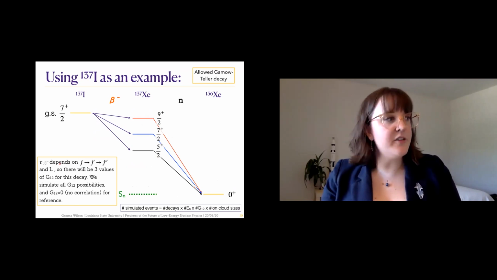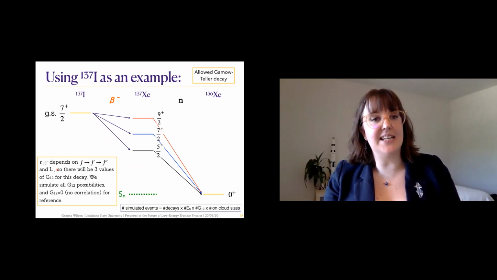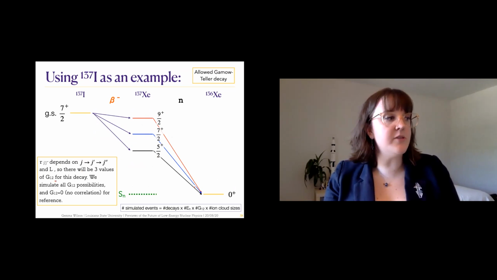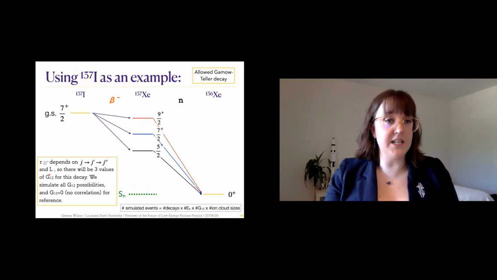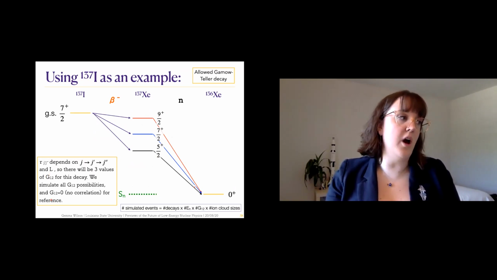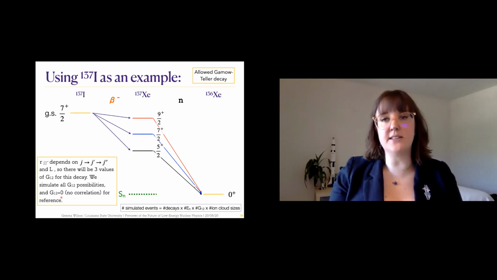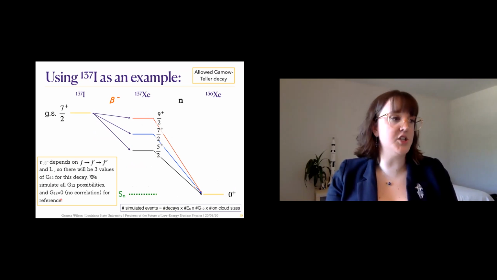So as this tau function depends on the spin sequences and L, in this case it's going to be 3 different values of G12. So that then means that we have to simulate all of these possibilities, and we also simulate G12 equals 0, which means there's no beta-neutrino-neutron correlation.